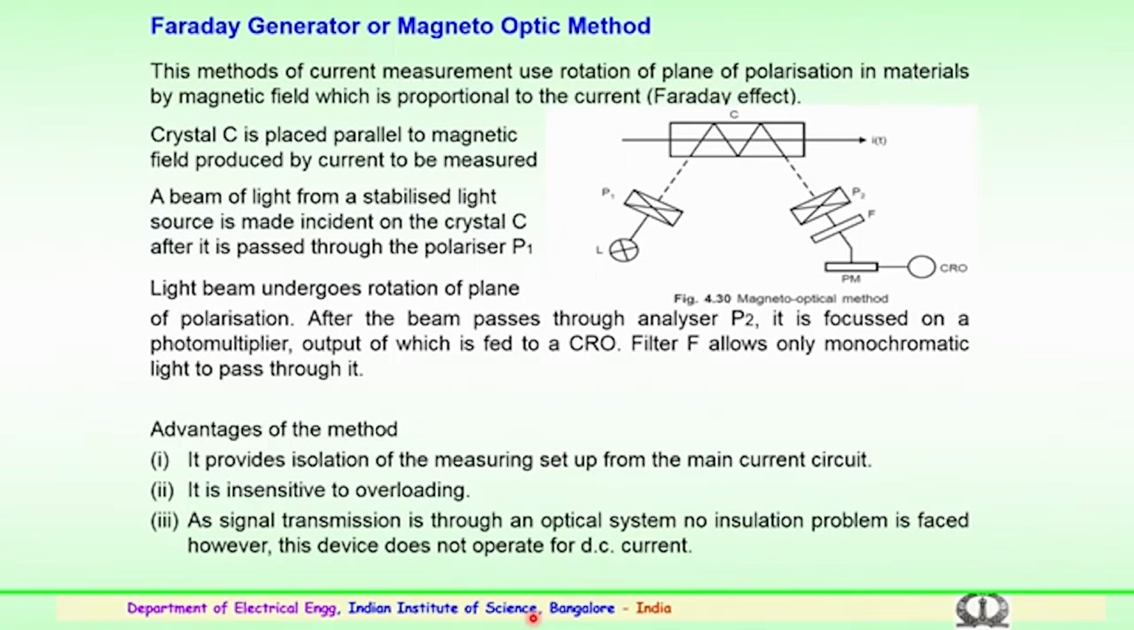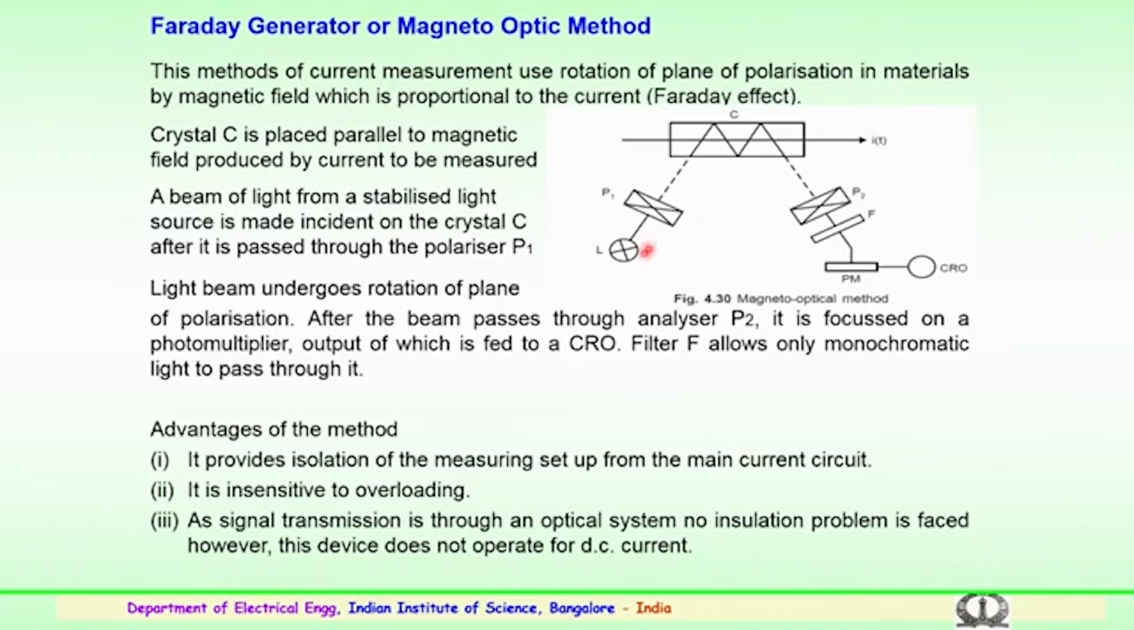This method of current measurement basically uses the rotation of a plane of polarization in materials, particularly by the magnetic field, which is generally proportional to the current. That is, the effect of the Faraday effect is considered here. The crystal C is placed parallel to the magnetic field produced by a current, I of t, which is to be measured.